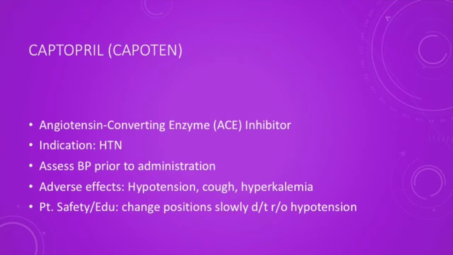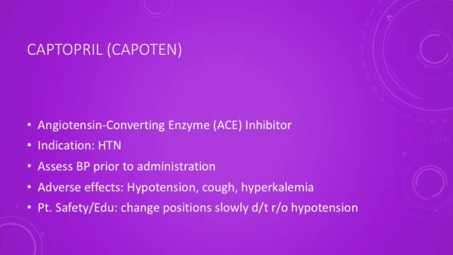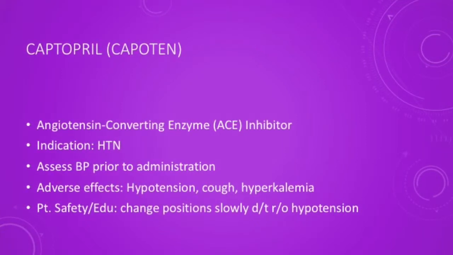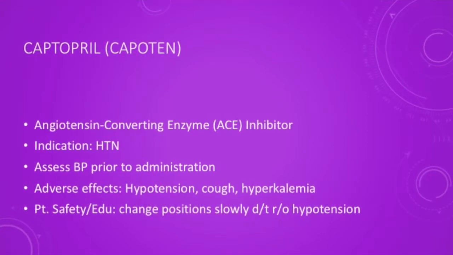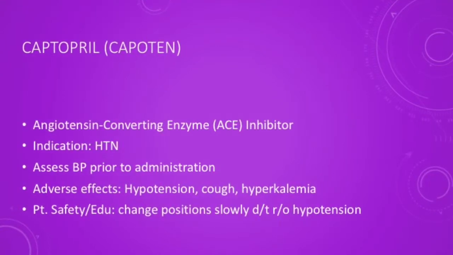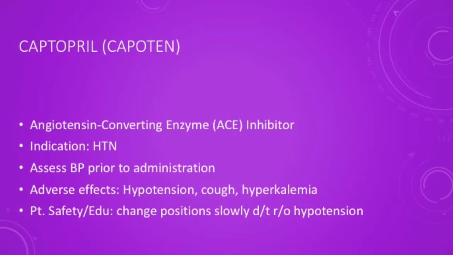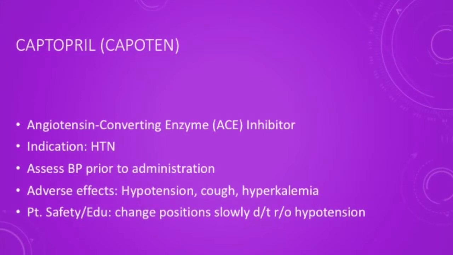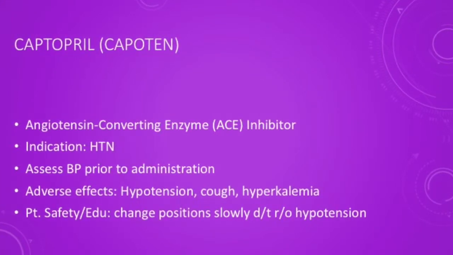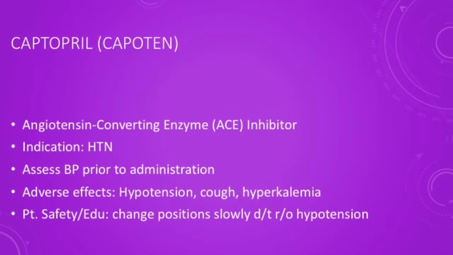Captopril or Capoten is an angiotensin converting enzyme inhibitor, or ACE inhibitor. So indications, hypertension. We're going to assess the blood pressure prior to administration because we only assess the blood pressure for the ACEs and ARBs. We're not really going to see that significant effect on the heart rate. So while we're getting vitals generally as nurses, it's not going to be our main concern for ACEs and ARBs.